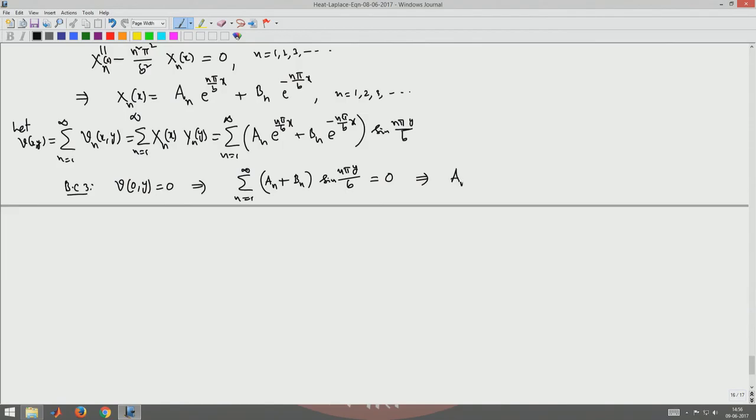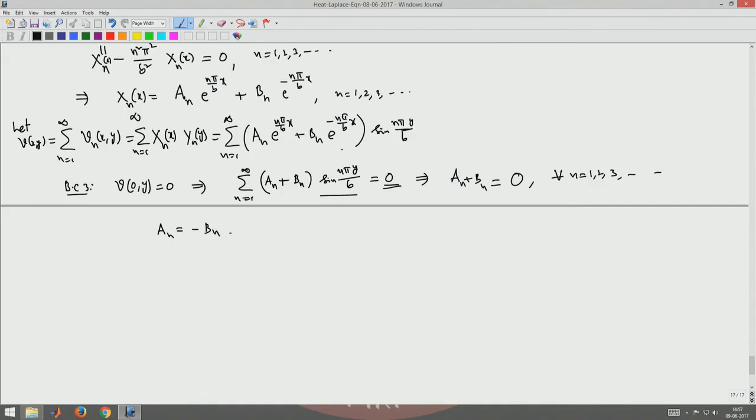a_n plus b_n is actually, if you take the dot product with the eigenfunctions sin(n pi y by b) on both sides, the right-hand side will be integral 0 to b of the function 0 times sin(n pi y by b), divided by integral 0 to b of sin square(n pi y by b) dy. If you do this, this will become 0. This is true for every n, 1, 2, 3 onwards. So, that means a_n equal to minus b_n.